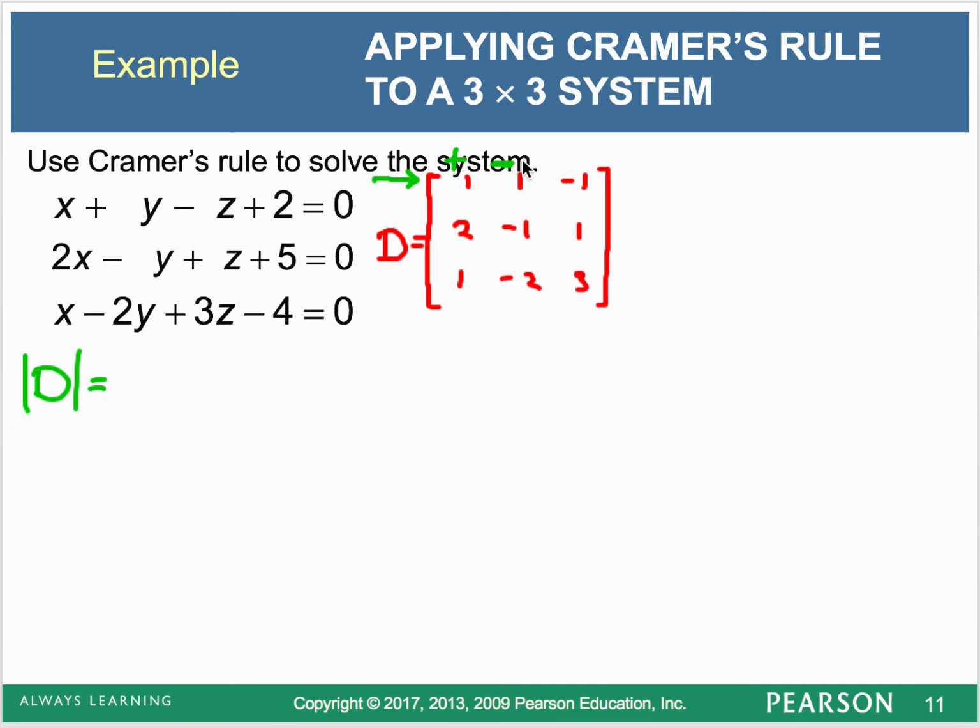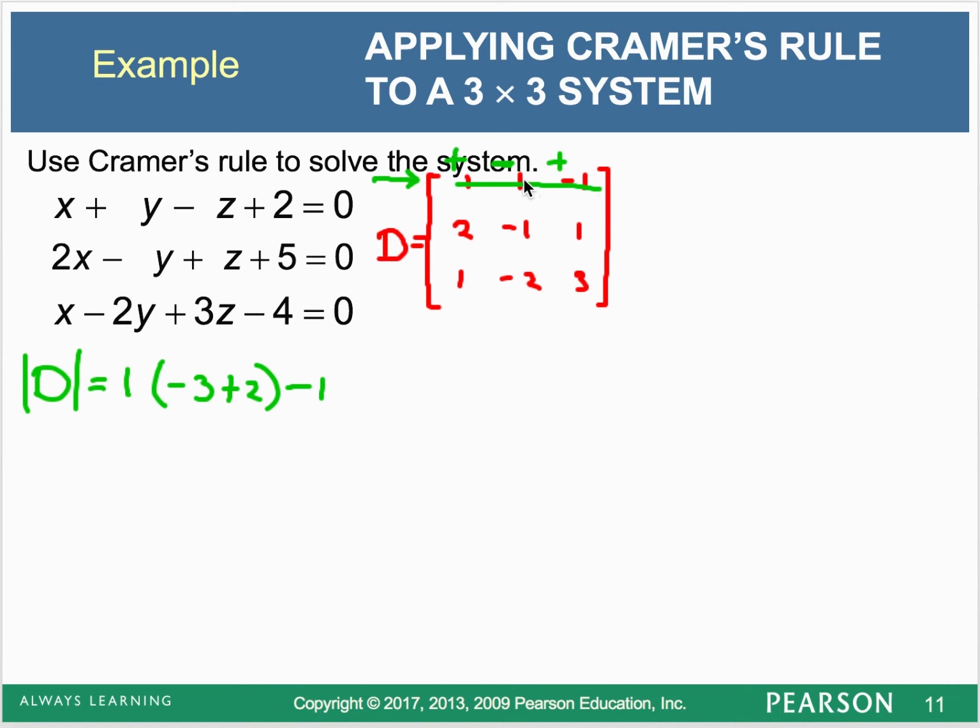Plus, minus, plus. Meaning to start with, I'm going to have positive 1 times the determinant from the 2 by 2 matrix that is left when I block out the row and column that this value is in. So negative 3 minus negative 2 plus 2. Then I'm just going to keep going across that row. Now I'm going to have negative 1, right?